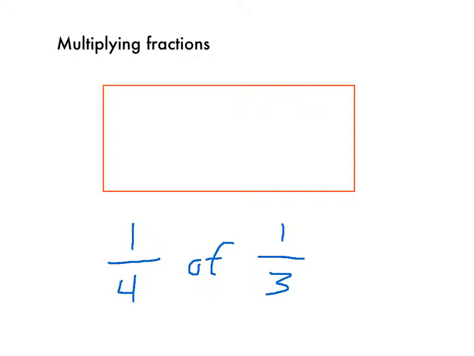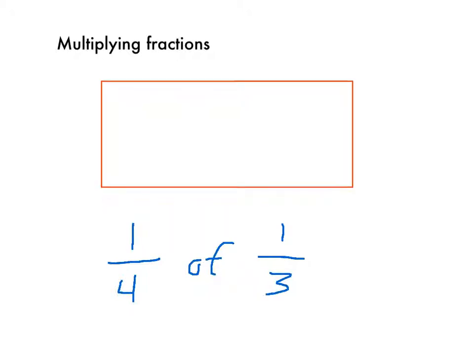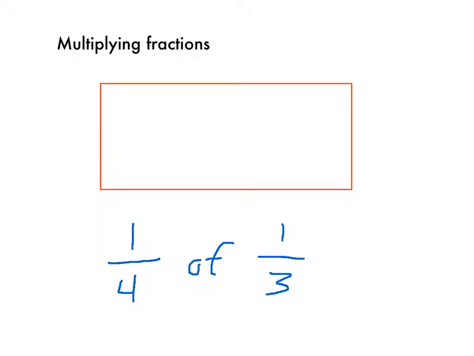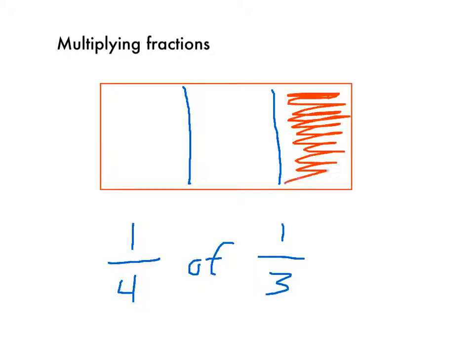So here we have a rectangle. We'll cut it roughly into thirds, and this will be not very well. Let's try that one more time. We're going to cut it into thirds, so roughly there. Alright, and then we'll shade 1/3 of it. So there's a third of the rectangle.